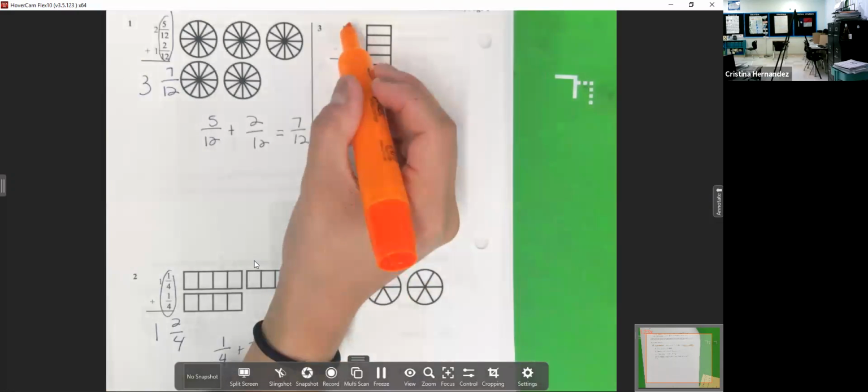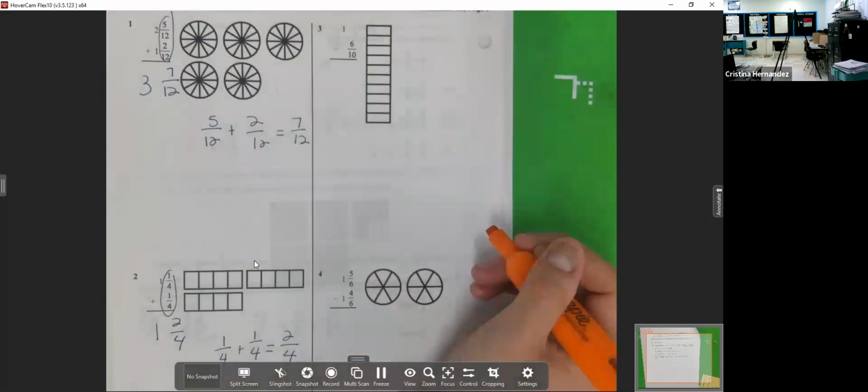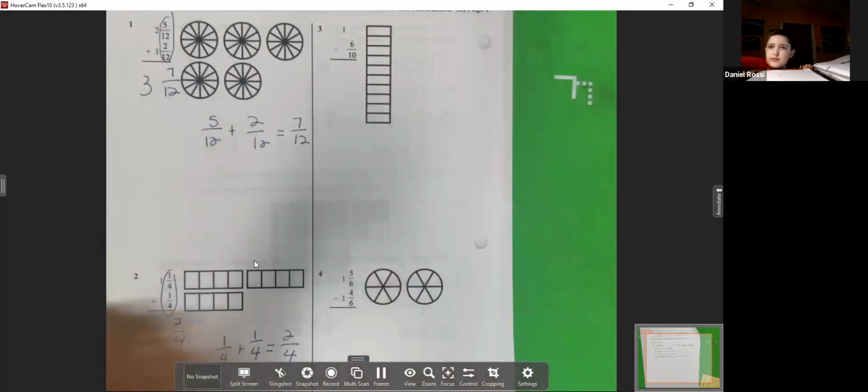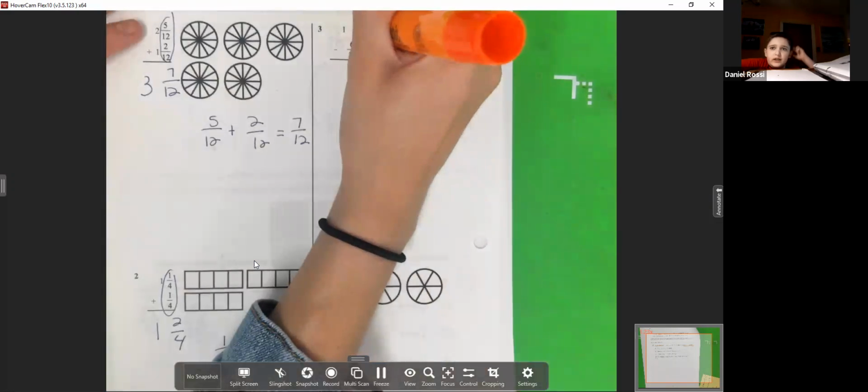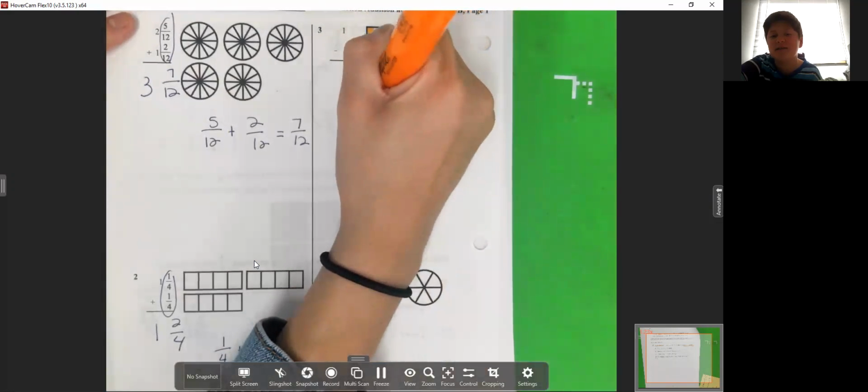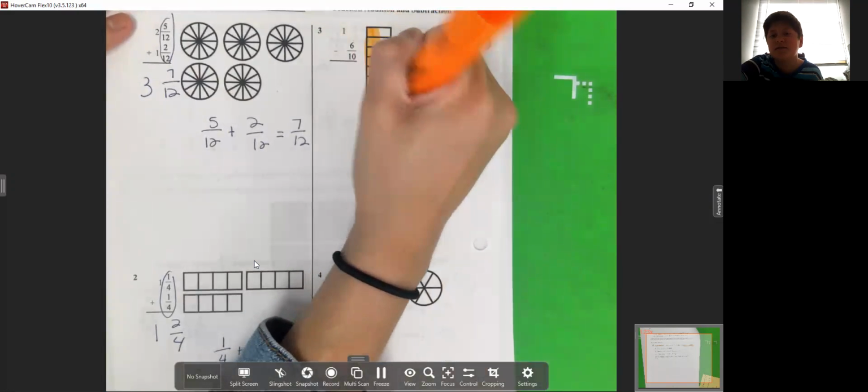How many wholes are we going to shade in here? We're going to shade in 1 whole and take away 6 tenths, which leaves us with 4 tenths.